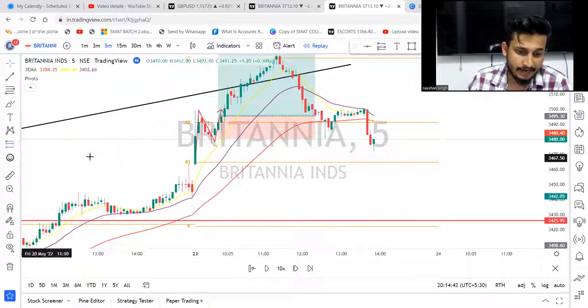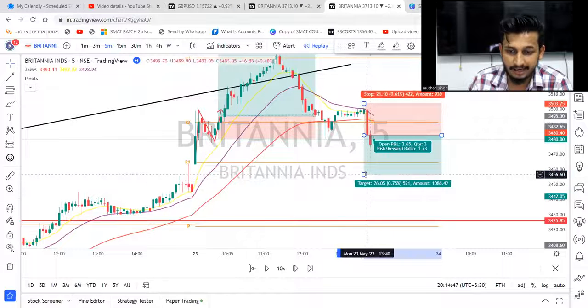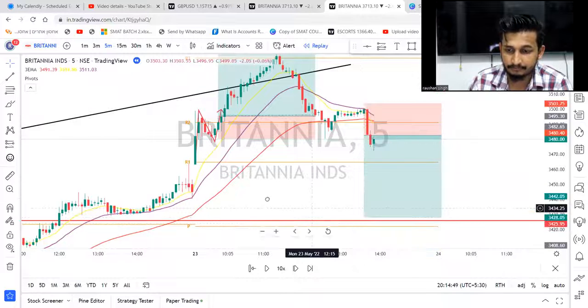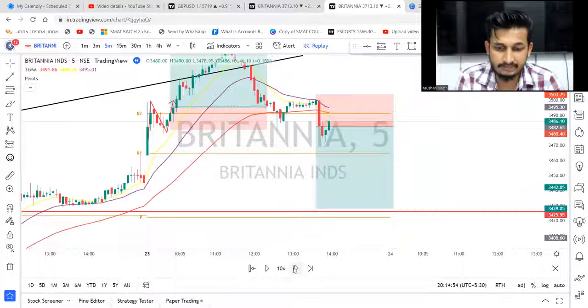We can have one more entry at this point of time. Stop loss will be over here. Target which we can keep up to here, 1:2.5. But I will avoid this trade for sure. The reason is very simple. One trade I have taken, which was achieved. Second trade, this is also fine.